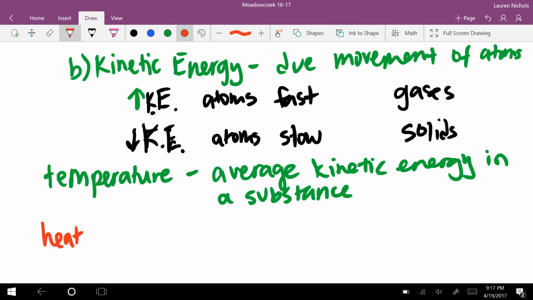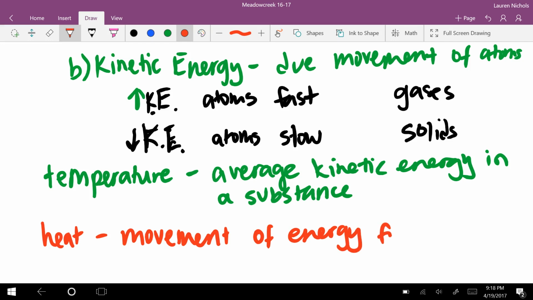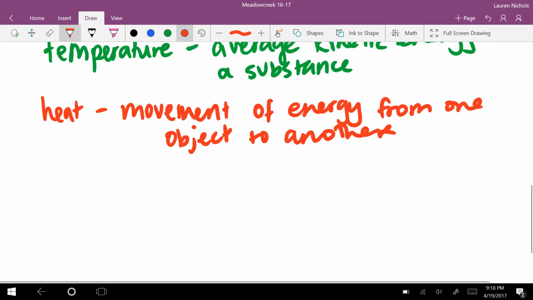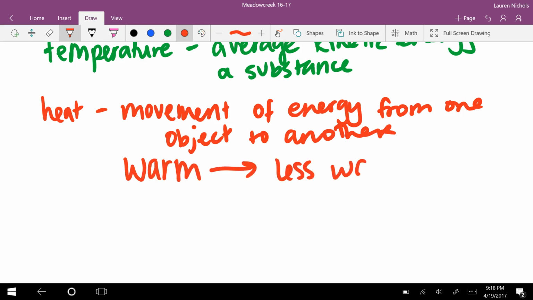Well, heat, the definition of heat, is the movement of energy from one object to another. It always moves from warm objects to cool objects. So warm to less warm. Technically, there's no such thing as cold. You've heard me say that in class. There's only warm and less warm. There's no such thing as cold energy. You just have heat. So some things have less heat or less energy than others.